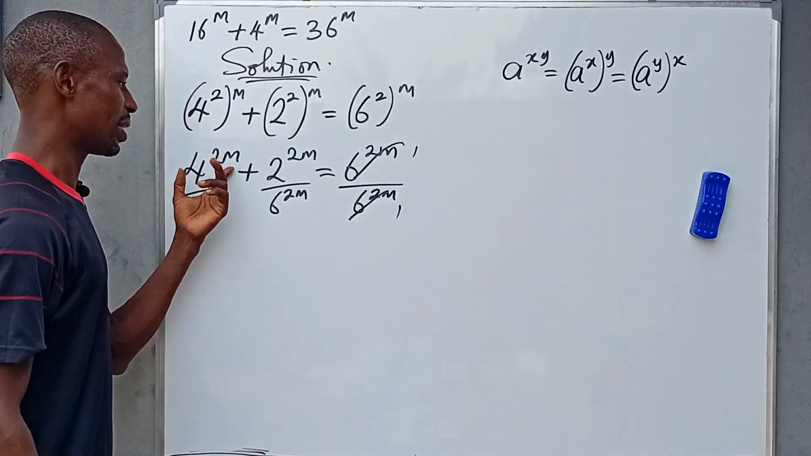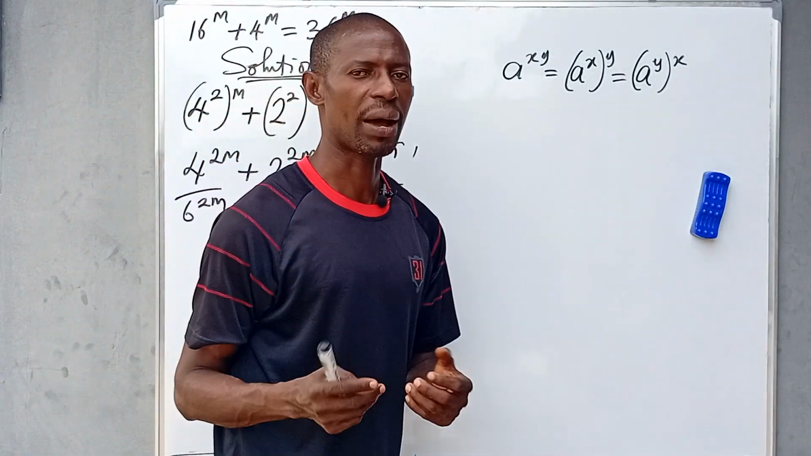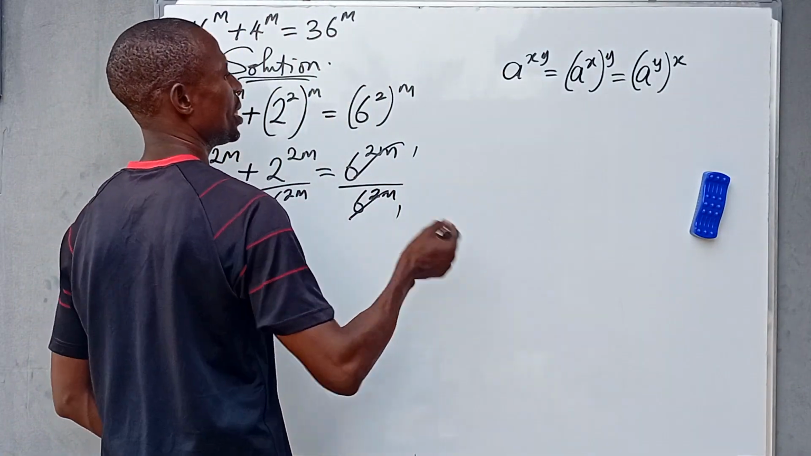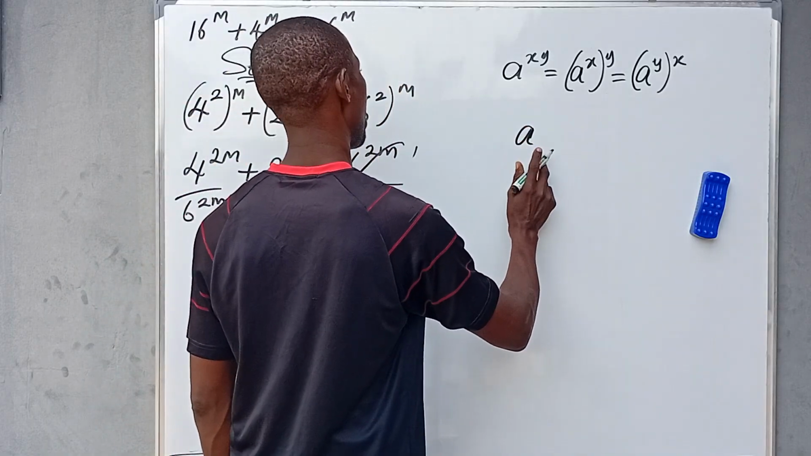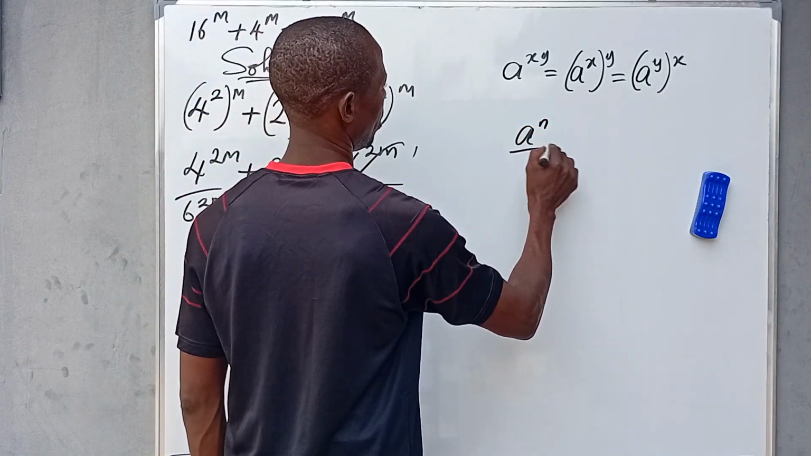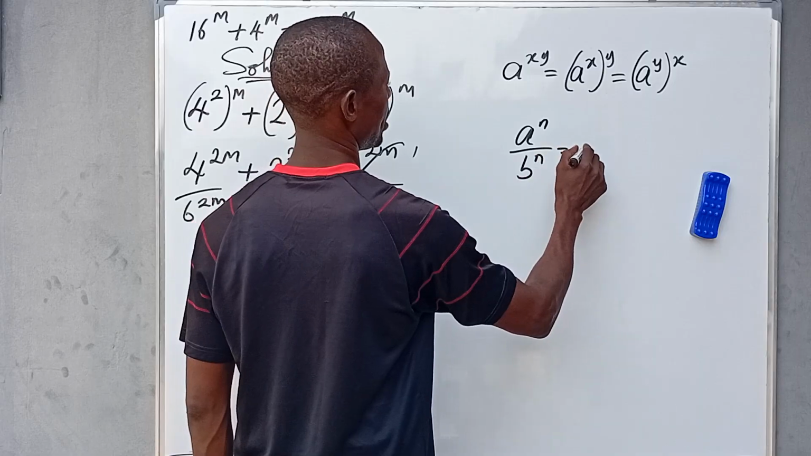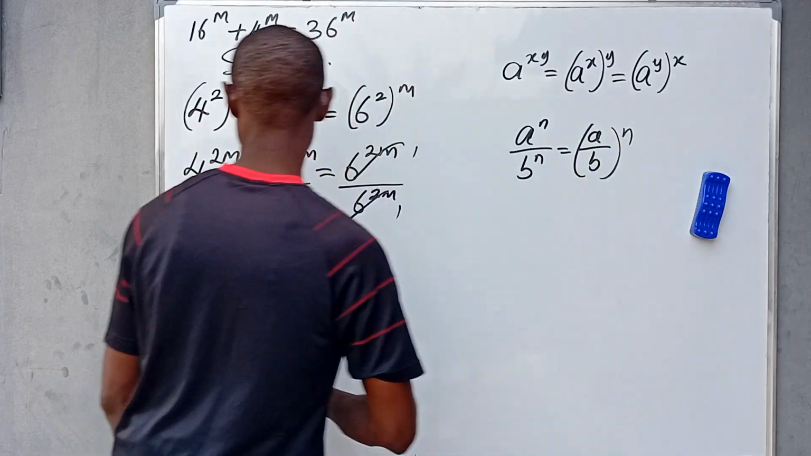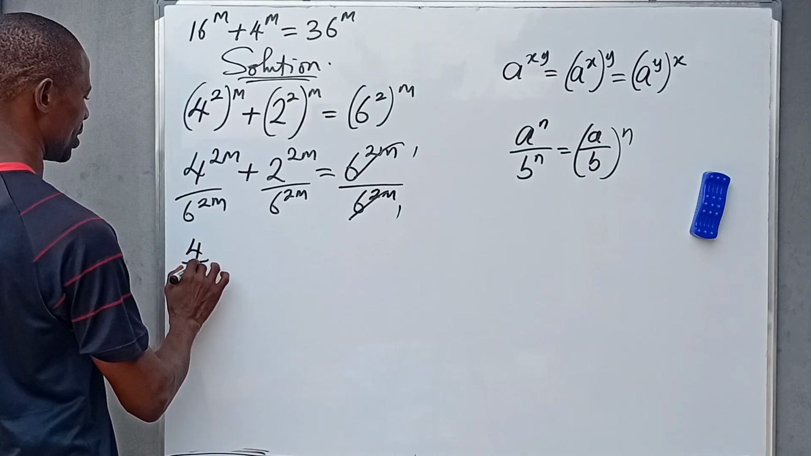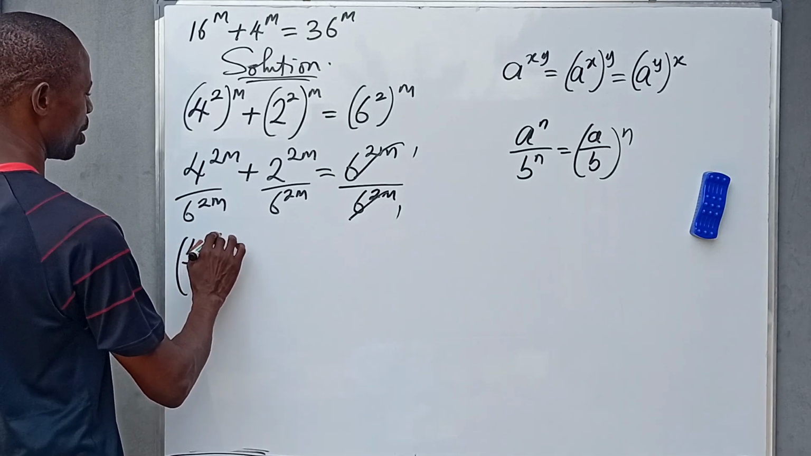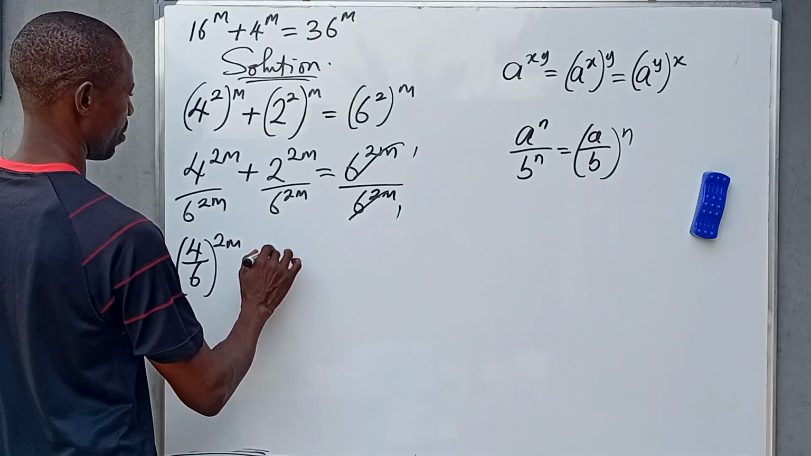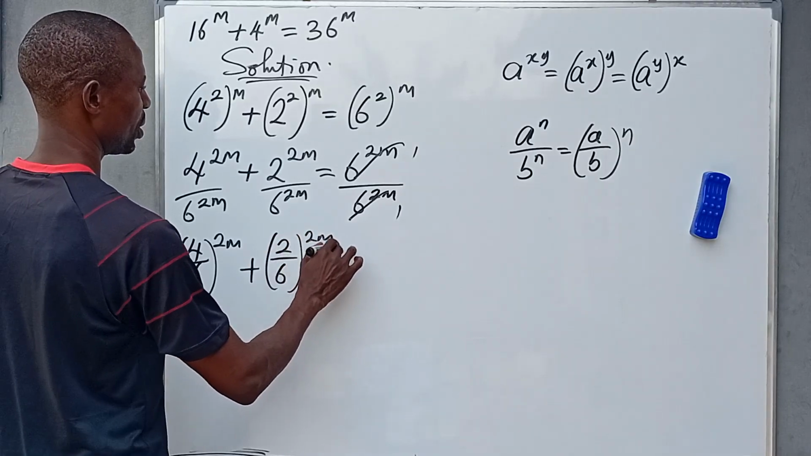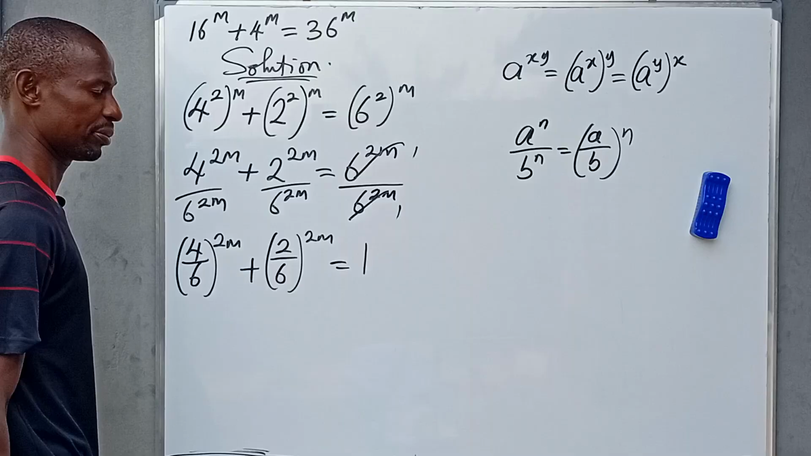Good. Now look at this. The powers are the same. And so we're going to apply another rule in indices, which says that a to the power of n over b to the power of n is also a over b, raised to the power of n. This gives us (4 over 6) all raised to the power of 2m plus (2 over 6) all raised to the power of 2m equal to 1.